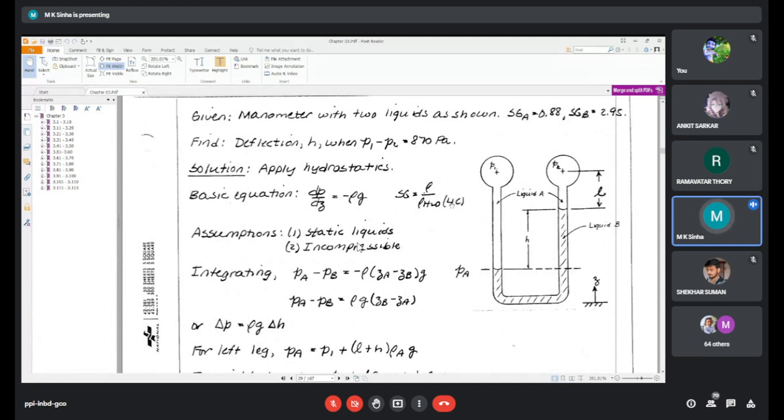The specific gravity of fluid A is 0.88, the specific gravity of B is 2.95, and we need the deflection H when the pressure difference P1 minus P2 is 870 Pascal.